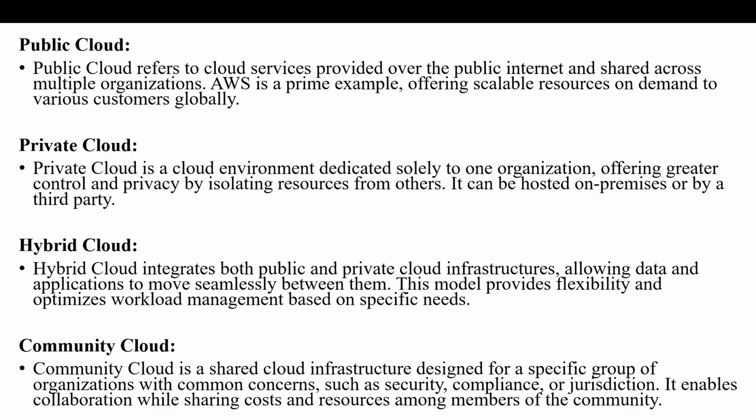Whereas a private cloud is a cloud environment dedicated solely to one organization, offering greater control and privacy by isolating resources from others. It can be hosted on premises or by a third party. Hybrid is both public and private cloud infrastructure, allowing data and applications to move seamlessly between them. This model provides flexibility and optimized workload management based on specific needs. A community cloud is a shared cloud infrastructure designed for a specific group of organizations with common concerns such as security, compliance, or jurisdiction. It enables collaboration while sharing costs and resources among members of the community.